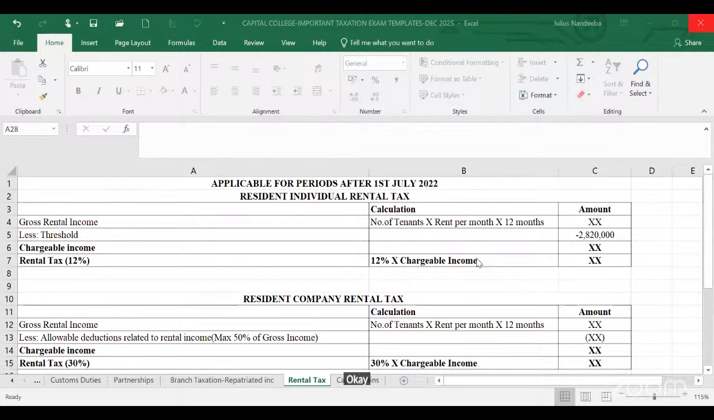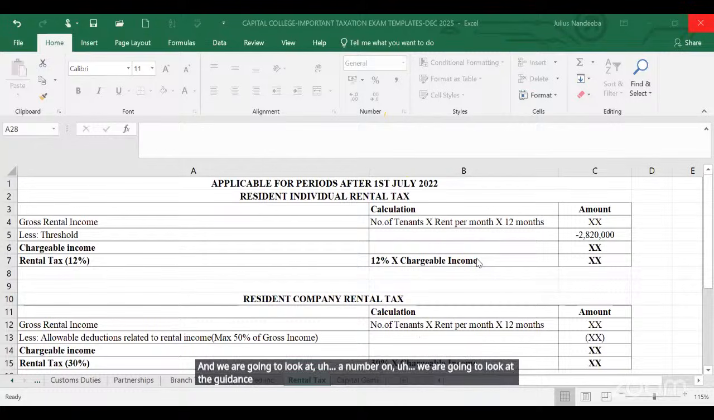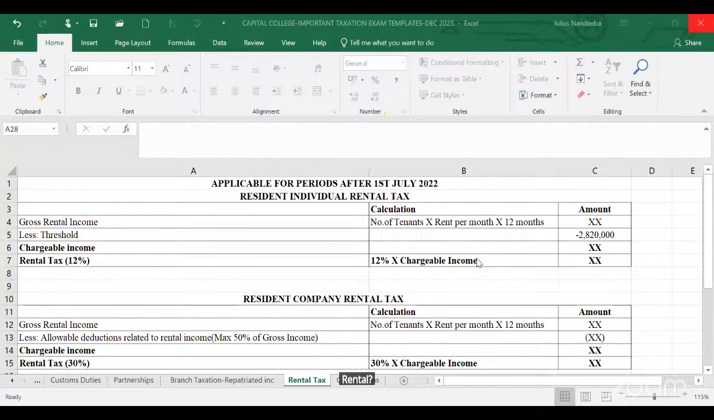Okay, let's come back. It is 4:30, and we are going to look at the guidance on rental tax. Rental tax. I think rental tax is the easiest to calculate.